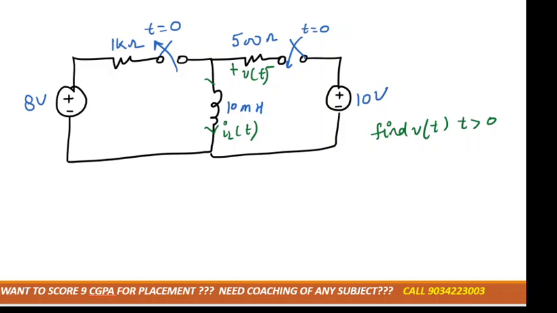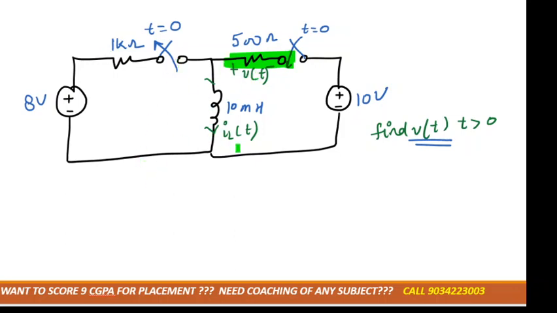Now see how can we do this question. First of all, we should see that they have asked for the voltage across the resistor. This time they don't ask the current across the inductor or the voltage across the inductor. This time they have asked the voltage across the resistor. But still, for the voltage across the resistor we should know the value of the current across the inductor.